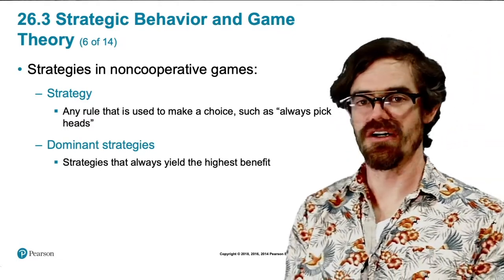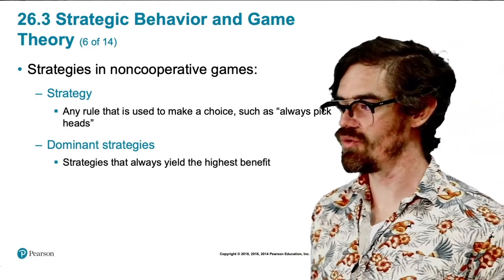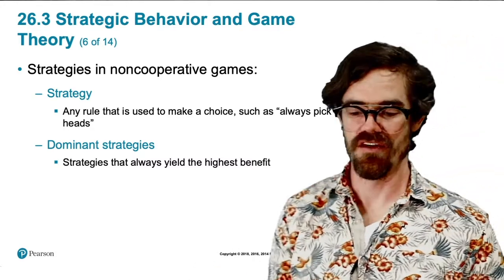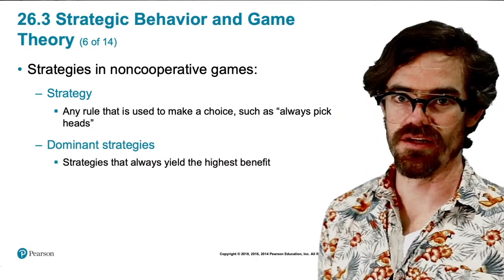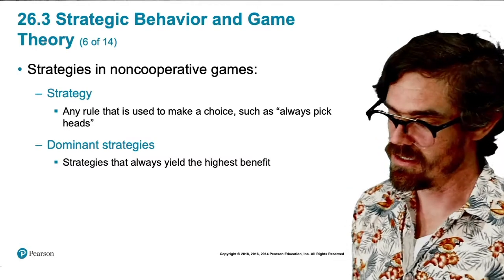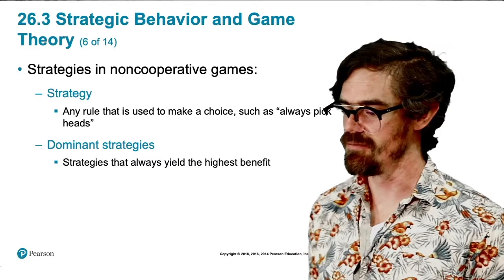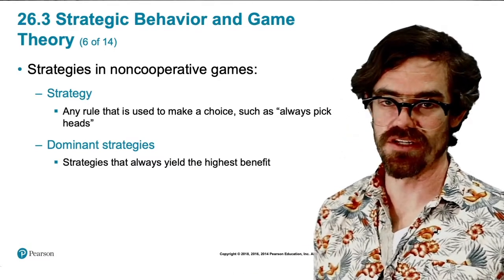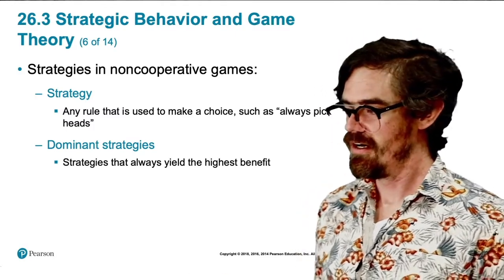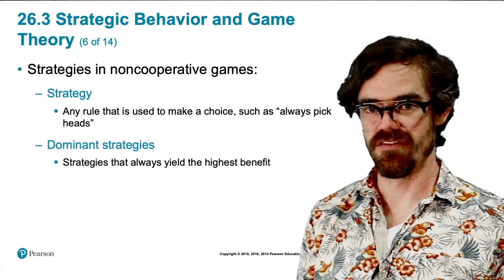So let's talk about strategies in non-cooperative games. A strategy is basically just a rule that is used to make a choice, such as always pick heads, right? That could be a strategy if you're flipping a coin. Another strategy could be always pick tails. Yet another strategy could be alternate between picking heads and picking tails. There are potentially a large number of strategies. In some games, there are a limited number of strategies, and we'll see a particular game where we'll look at how it has a fixed set of strategies.